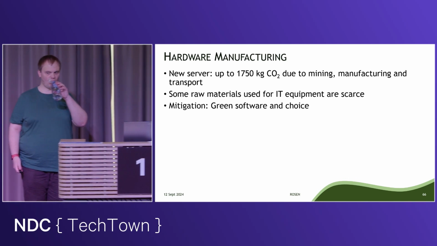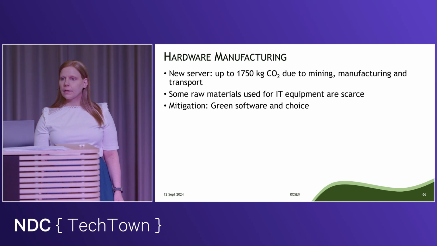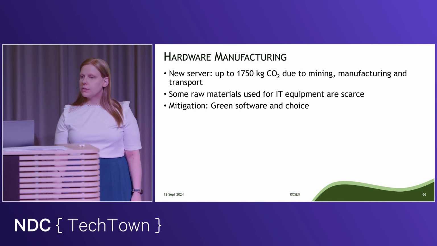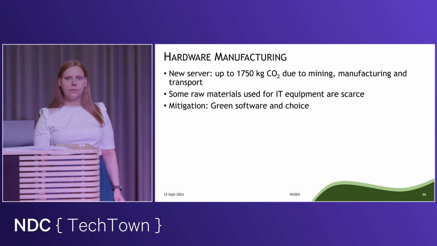The result of increasing computational demand is also that more and more devices are produced and purchased. There are several environmental aspects associated with the production of IT equipment. Firstly, all processes in the chain of production, like mining the raw resources, the manufacturing process itself, and the transport of resources and the final equipment have a CO2 footprint. This can add up to about 1,750 kilograms CO2 for a single server. And secondly, mining for scarce resources has a direct environmental impact due to erosion, loss of biodiversity, and contamination.